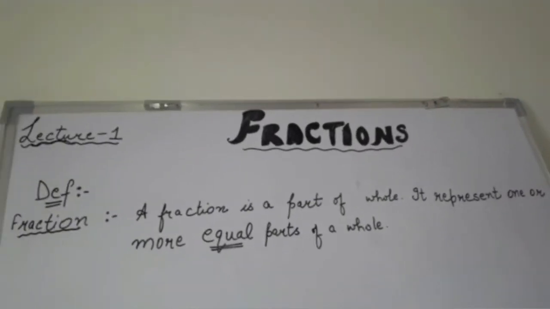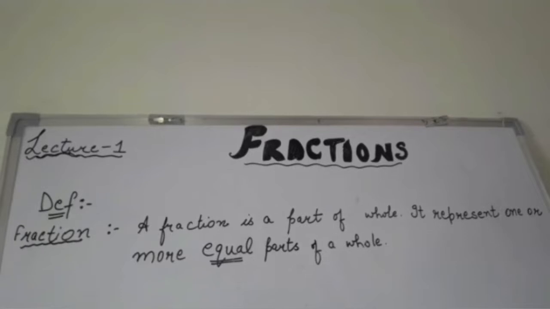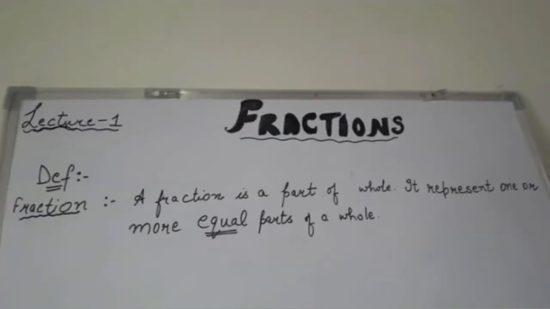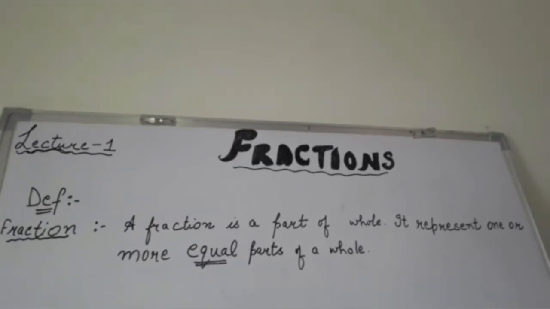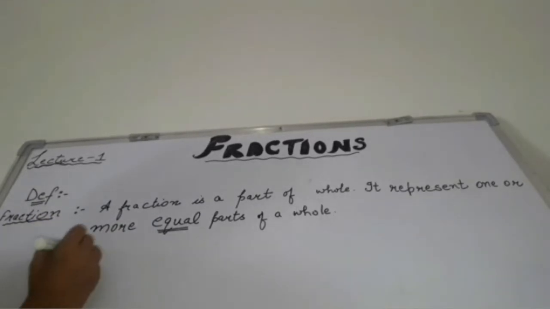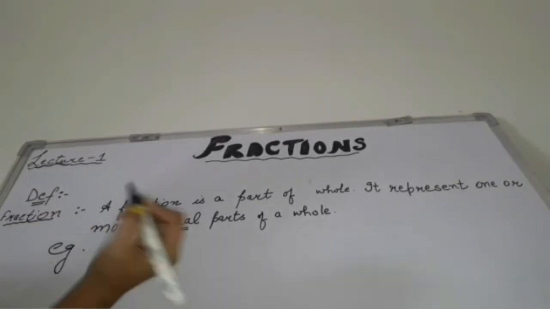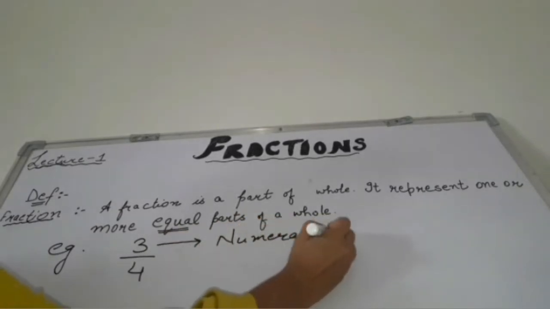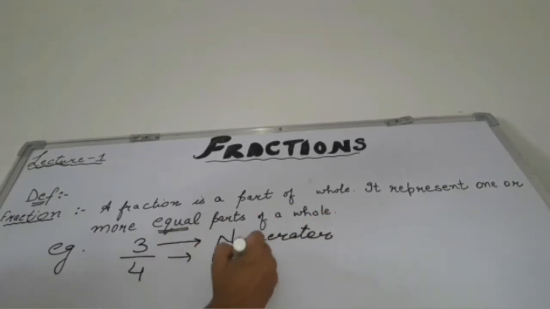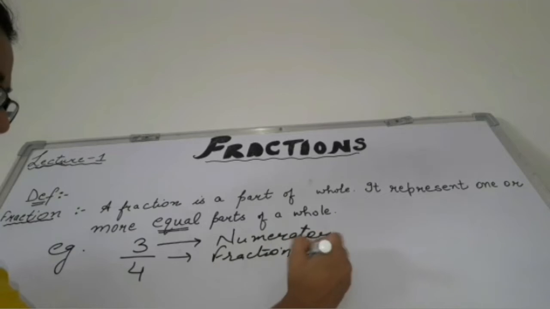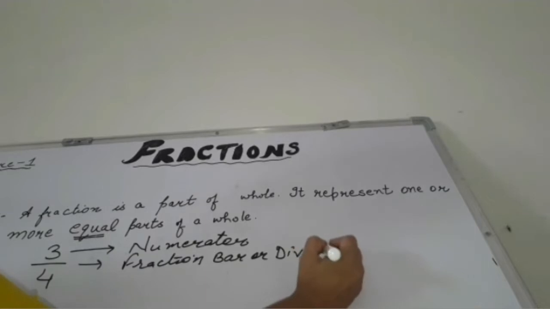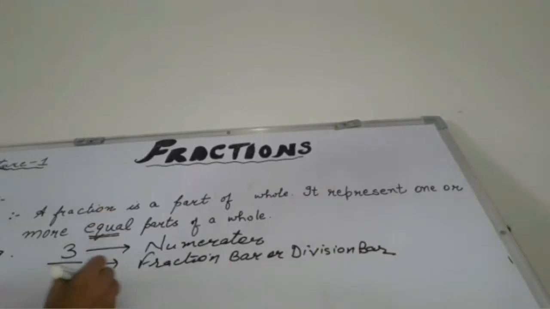New chapter, that is fraction. Firstly, I will tell you about the definition of the fraction, which says a fraction is a part of whole. It represents one or more equal parts of whole. For example, if I take a fraction 3 by 4, then this is called the numerator. This is called fraction bar or division bar. And this is called the denominator.